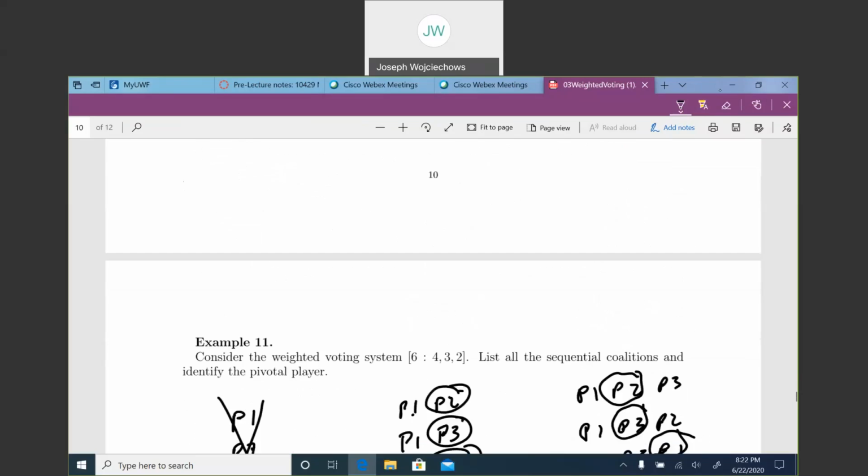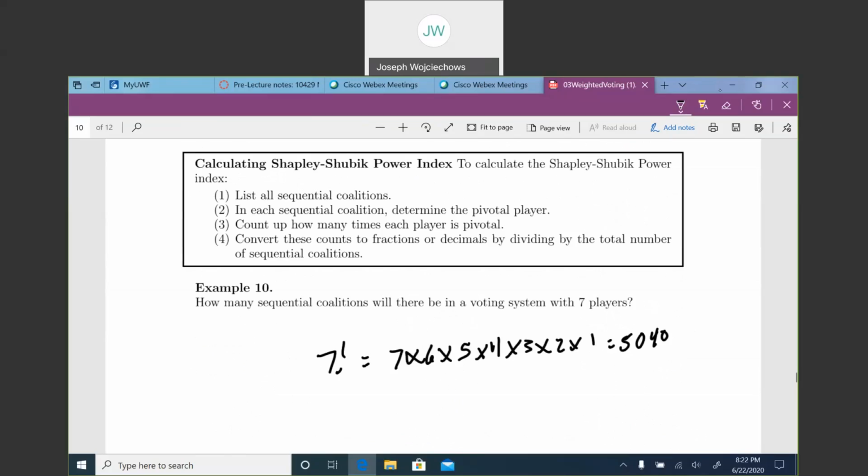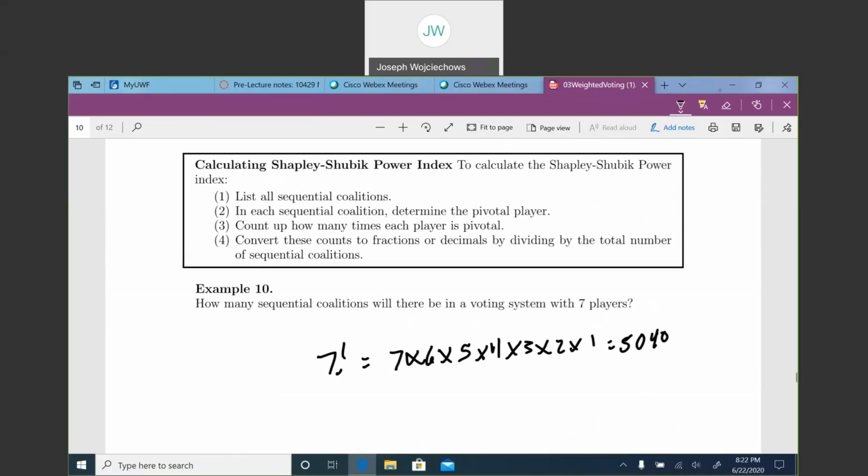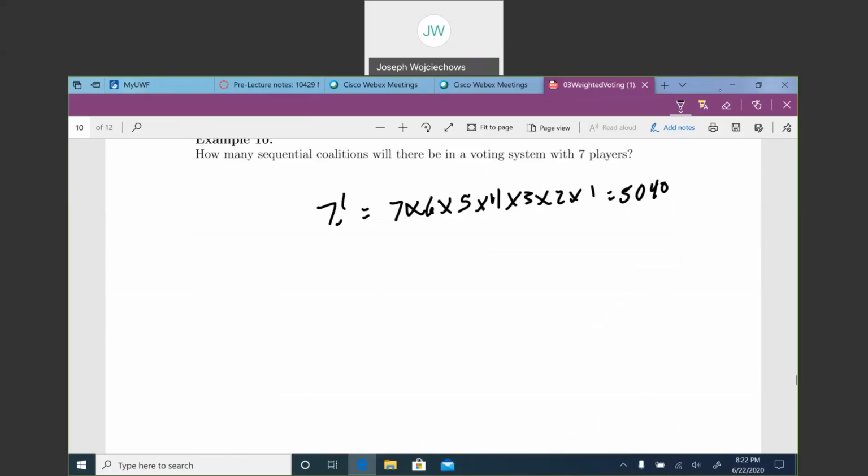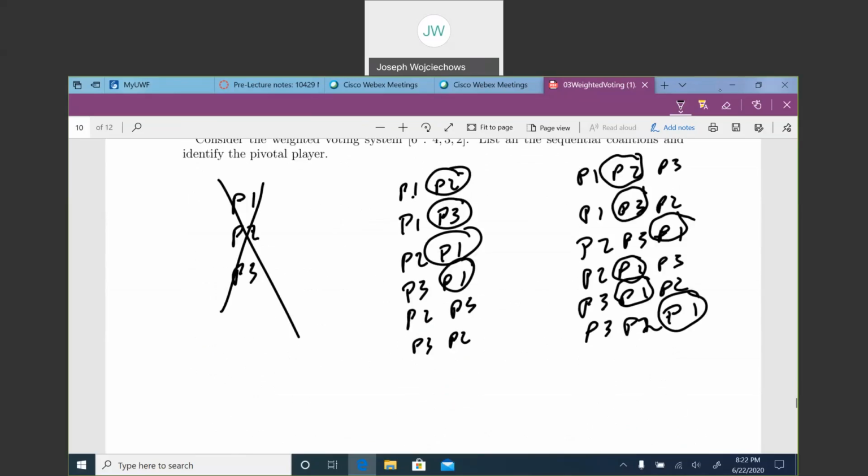Oops. Wait a minute. So, determine the pivotal player. We did that. Count how many times each player is pivotal. I have P1, P2, and P3. There's 1, 2, 3, 4, 5, 6. Player 2, 2, and player 3, 2.